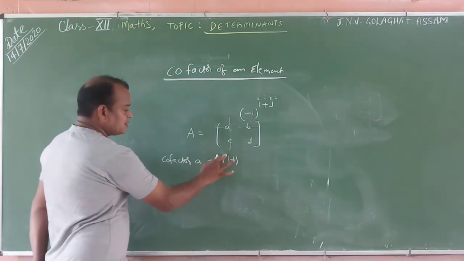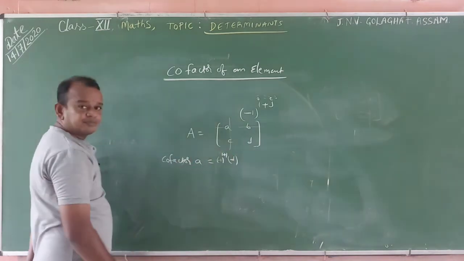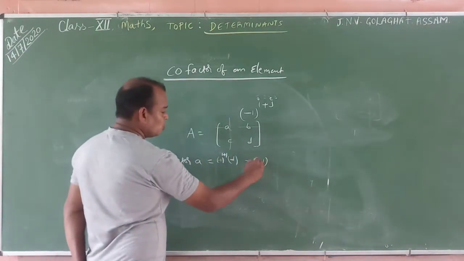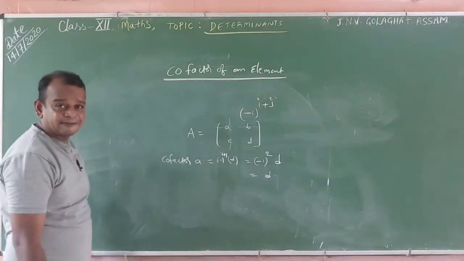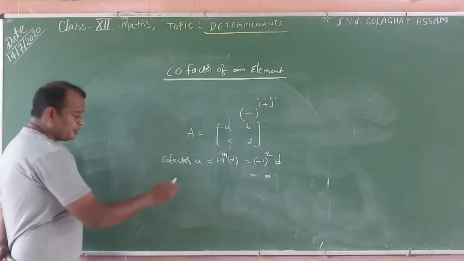That is 1 plus 1, 1 plus 1. That equals (minus 1) whole square into D, that equals D. Understand or not? Next, the cofactor of A is over.